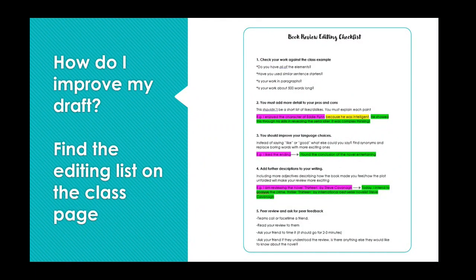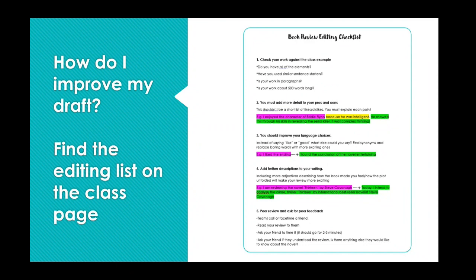Once you've checked all of that, you might want to add more detail to your pros and cons. Let's look at my example here. It shouldn't be a short list of likes and dislikes. You must explain each point. For example, I really enjoyed the character of Eddie Flynn. Well, what else? Because he was intelligent. Well, when did that happen? He showed this through his skills in revealing the serial killer. It was complex thinking. Great.